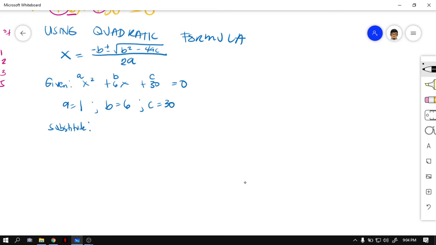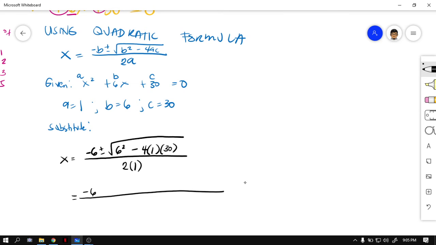The substitution, x is equal to, substitute b with 6 plus minus square root of, b is still 6, 6 squared minus 4 times a is 1, and c is 30. Okay. And this is 30 divided by 2 times the value of a is 1. Let's proceed. You have negative 6 plus minus square root of 6 squared is 36 minus 4 times 1, 4 times 30 is 120. 2 times 1 is 2.